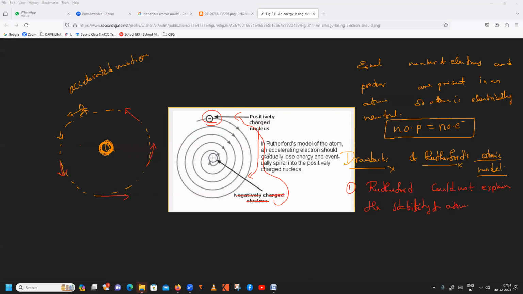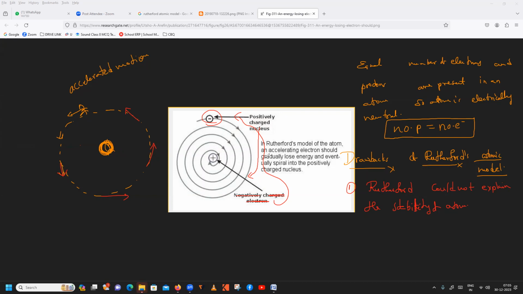Ultimately, the electrons would fall into the nucleus. So that atom will collapse. The atom will entirely collapse, but that is not happening, which is not true. Why? That is not explained by Mr. Rutherford. But of course, later we'll study that. So that is the drawback of Mr. Rutherford's atomic model. One, Rutherford could not explain the stability of the atom.